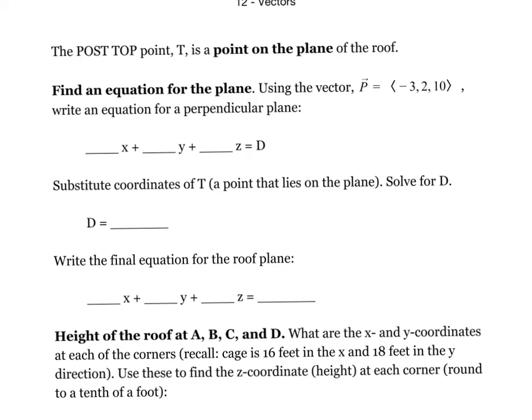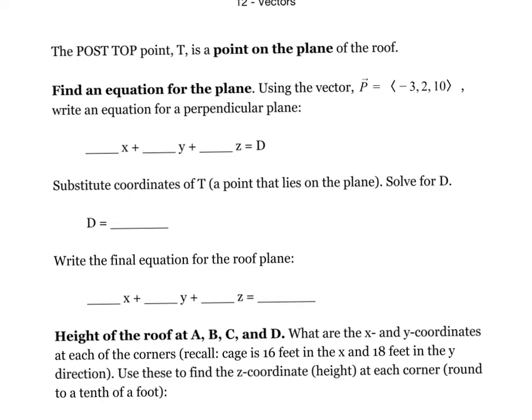Hi, welcome to Advanced Math, Chapter 12 on Vectors, Part E, Page 3. So in the last page, we found a vector that represented the post holding up the roof of the bird cage. And now our job is to figure out an equation for the plane that represents the roof itself.